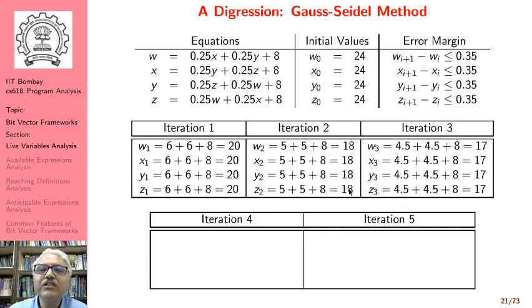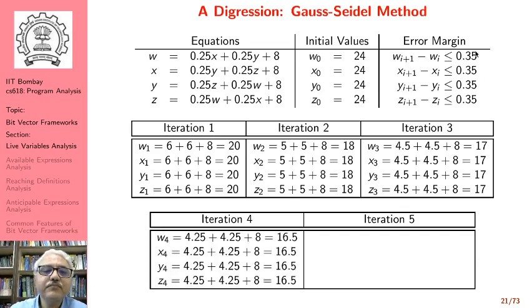In the third iteration, we are going to use the values computed in the second iteration. So we will divide 18 by 4 and we get 17. Note that this is still not close to our error margin. This does not satisfy that, so we need to iterate until we satisfy this particular condition. In iteration 4, we pick up the values which are 17, divide them by 4 and compute these values. So now the result becomes 16.5.